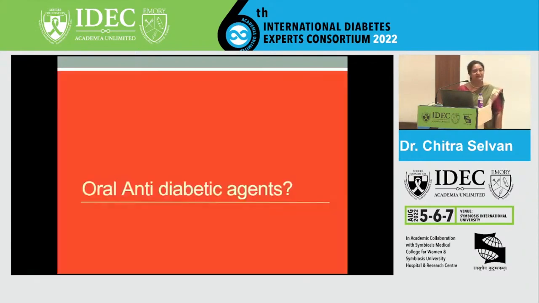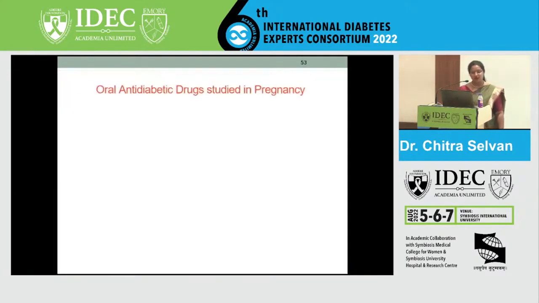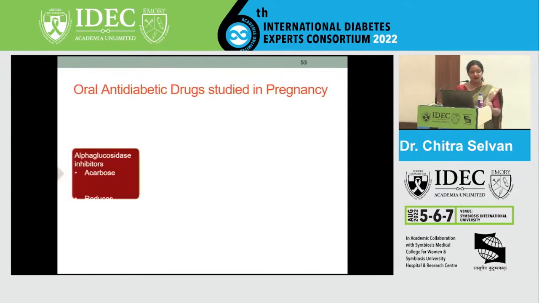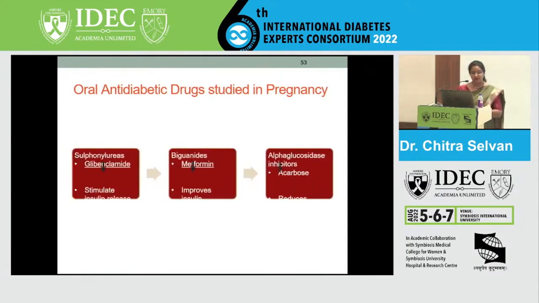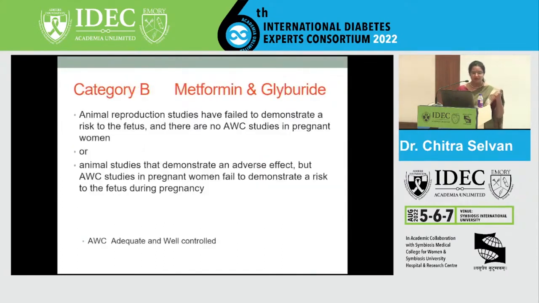Why not tablets? Isn't it easier? Women are juggling so many things. Why would you add insulin to the mix? Primarily because the oral agents which are approved for use during pregnancy are metformin, glibenclamide, and acarbose. Acarbose, very few studies, not recommended by most guidelines, but metformin and glibenclamide have been, but they are category B drugs. So a category B drug means this, that both metformin and glibenclamide can cross the placenta.